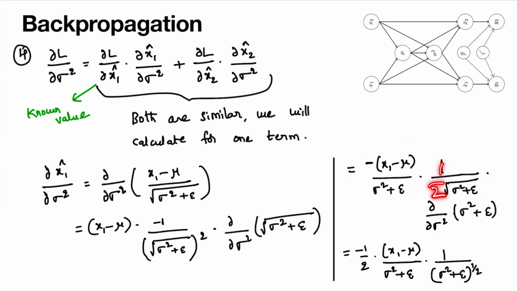Minus 1 by 2 is there, so I am taking it outside here. This is the numerator here. This is the denominator here. And this is actually 1 by 2. Now we can further simplify this equation. You can see this is the same term and this is the same term.